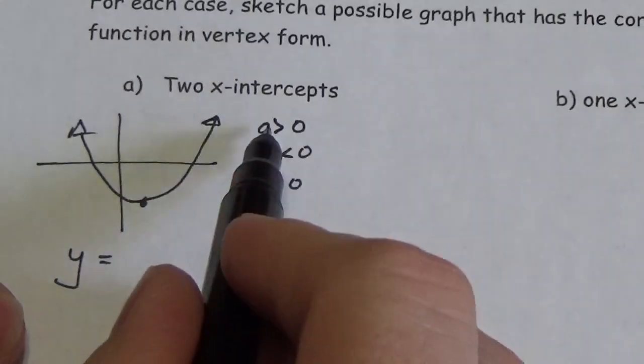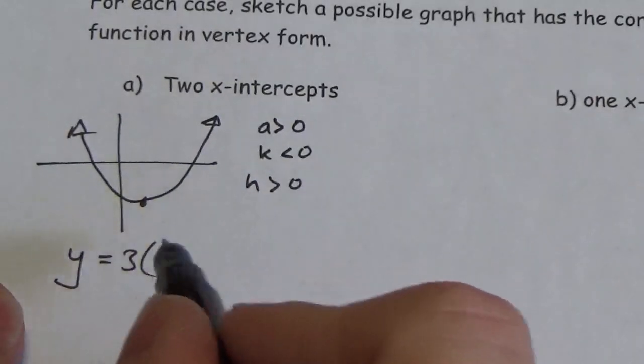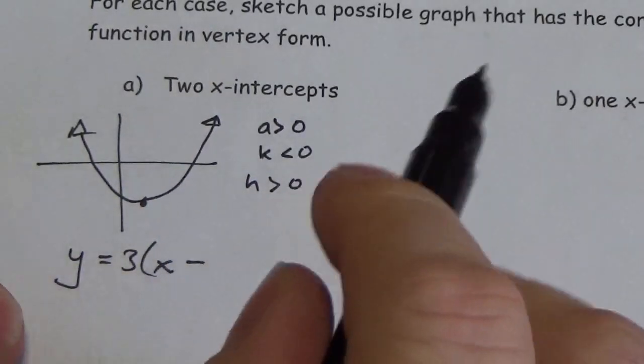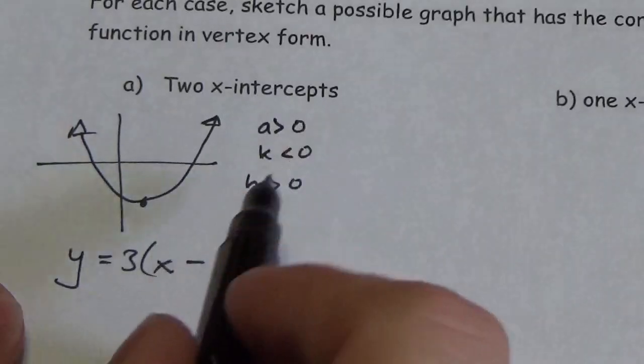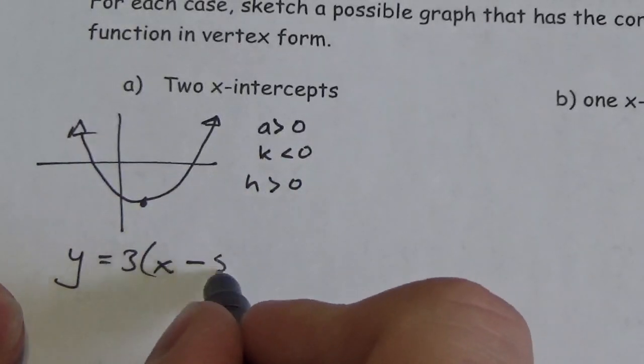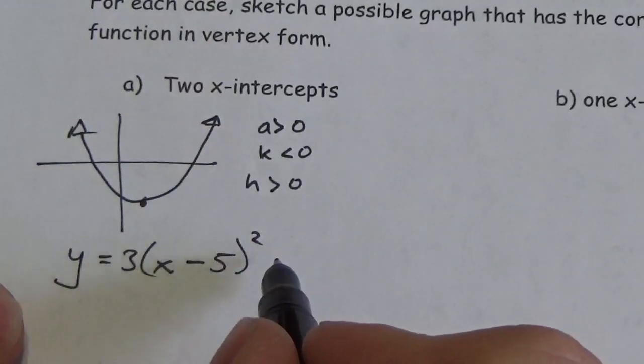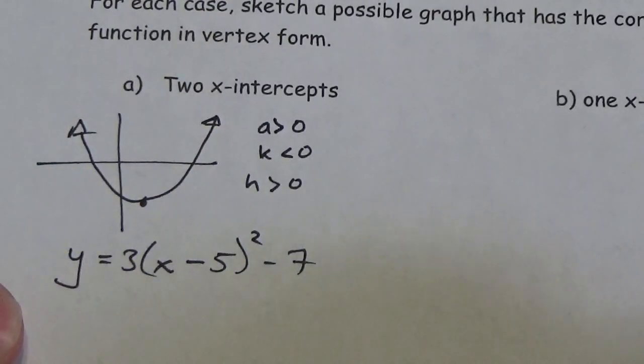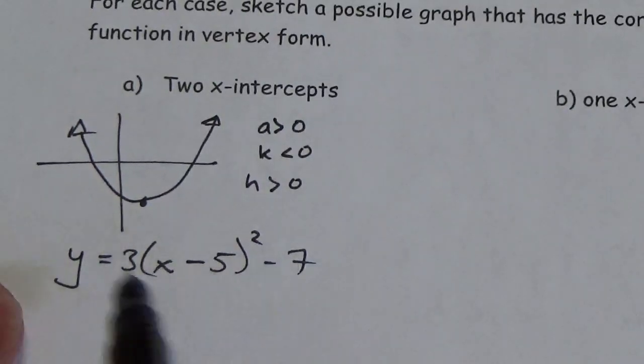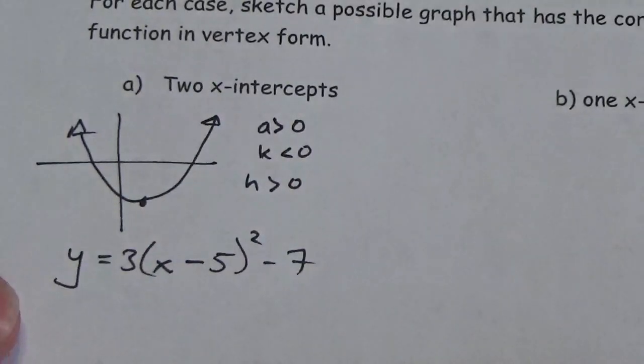So let's say y is equal to, I don't know, 3 times (x minus, because remember there's supposed to be a subtraction there) I just have to pick a positive number, say 5, squared, and then I got to choose a negative number to bring that down, so let's say minus 7. And so there you go. So this function right here is going to look something like that.